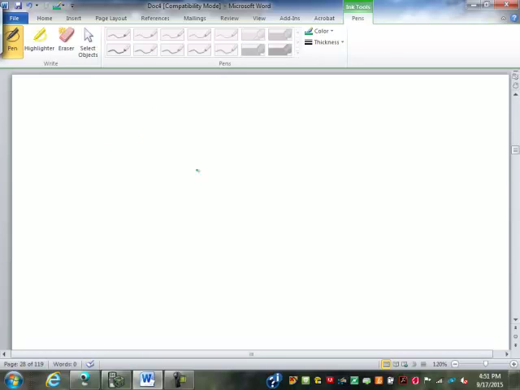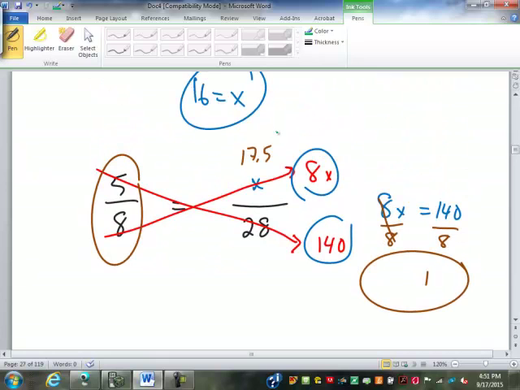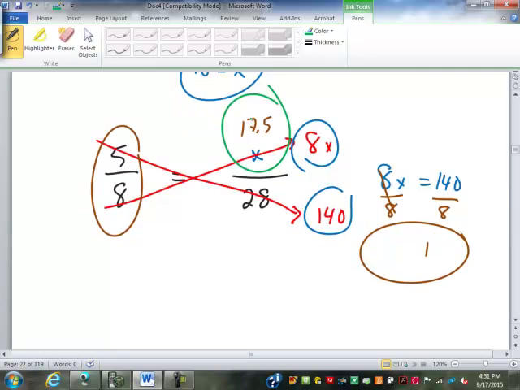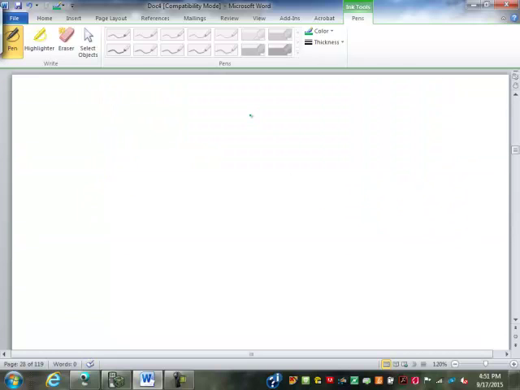No, the answer is 17. X is 17.5. There is a shortcut here.